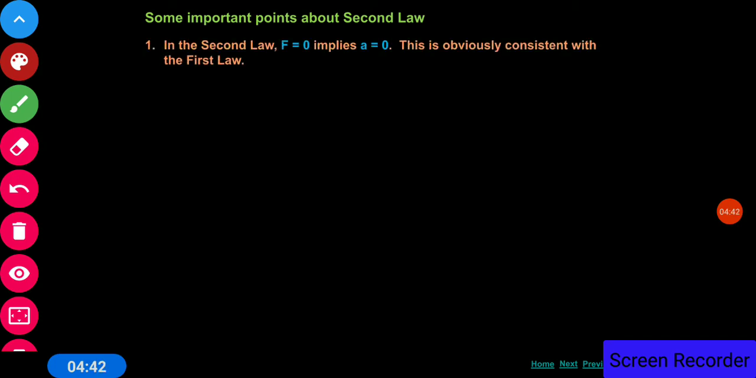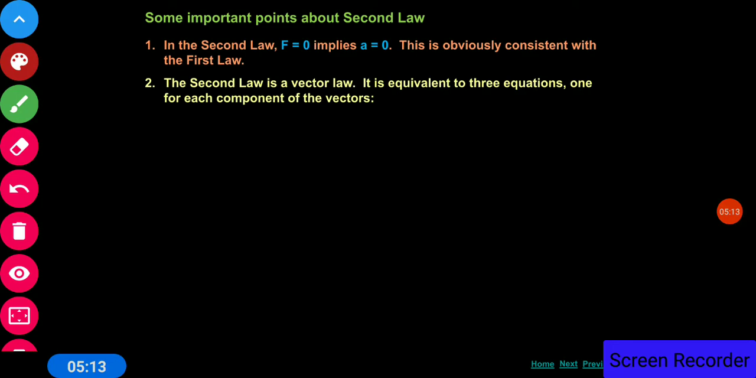In the second law, F = 0 implies a = 0. This is obviously consistent with the first law. The first law says that if no force is applied on any object, then acceleration will remain 0, meaning the body, if it is at rest, will remain at rest. If it is in motion, it will continue to be in motion. So from the second law, F = ma, if F = 0, it implies a = 0, which is our first law of motion.